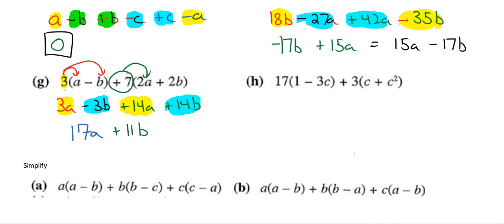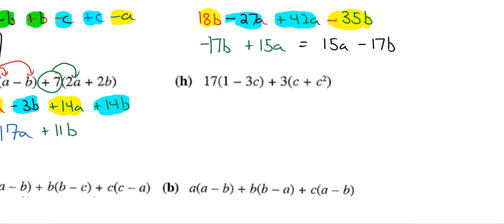Great. Okay, let's move on to question number H now. Once again, you want to distribute right through. So this would be 17 minus, well, this is a little bit harder, 17 times 3. Well, 17 times 3, that's going to give you negative 51, so negative 51c. And then you take this other 3, this positive 3, and you want to distribute that right through.